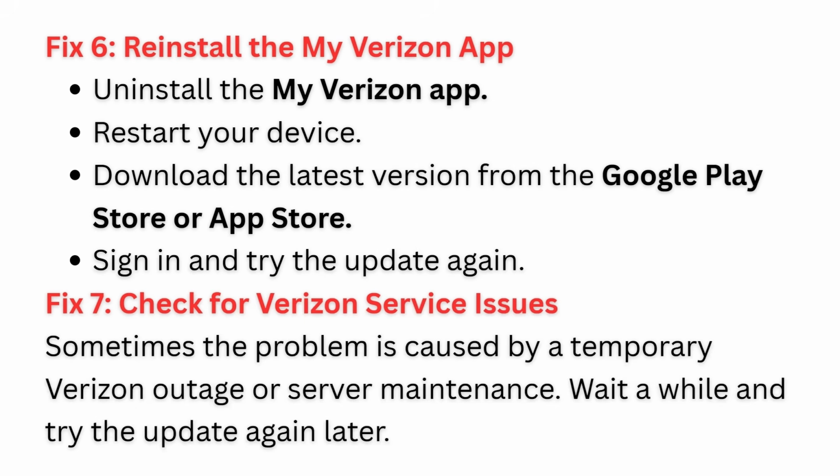Fix 6. Reinstall the My Verizon app. Uninstall the My Verizon app and restart your device. Download the latest version from the Google Play Store or App Store, sign in and try to update again. Fix 7. Check for Verizon service issues.